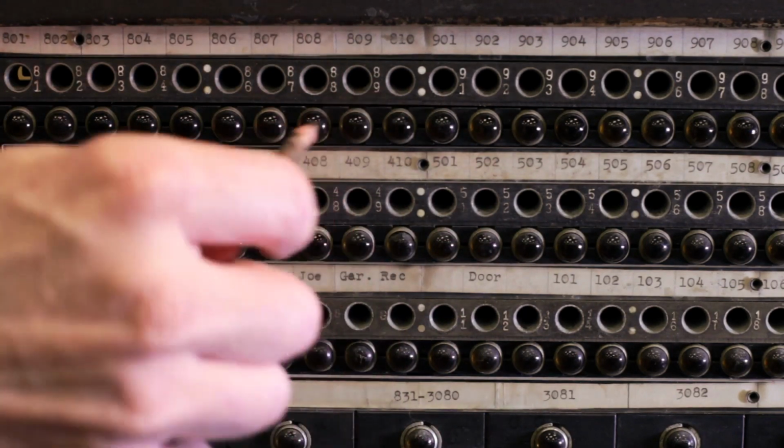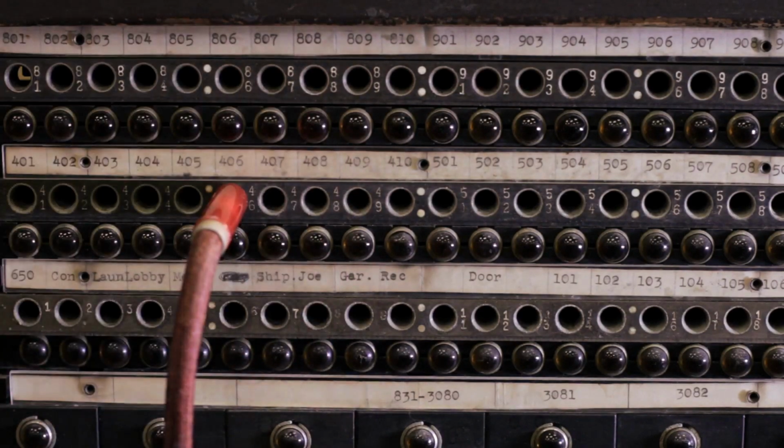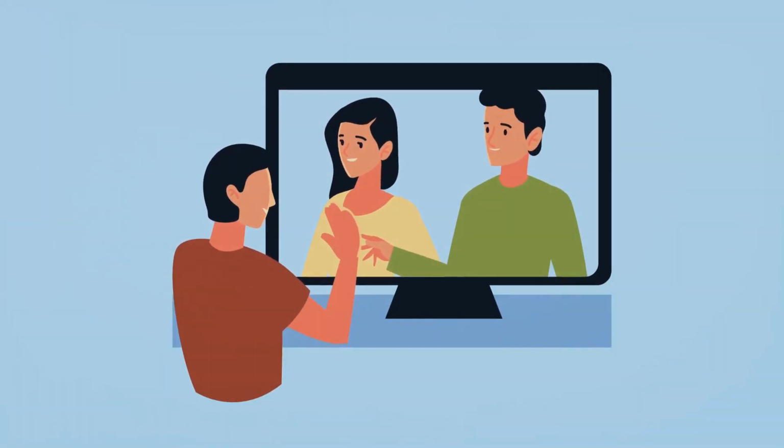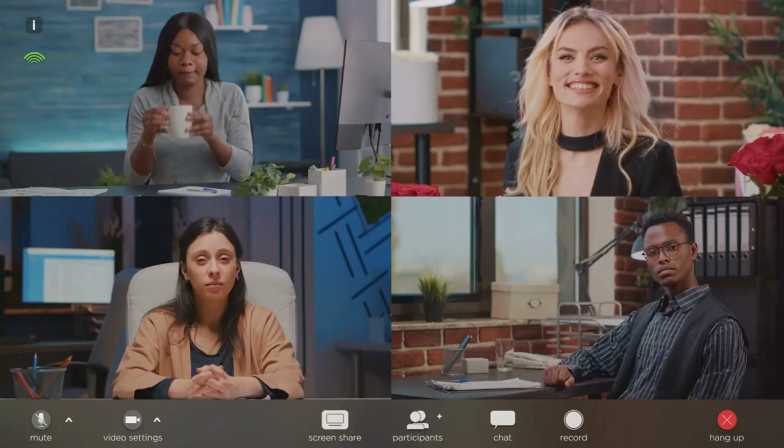Picture an operator at a telephone exchange, connecting calls from one place to another. SIP functions a similar way, but in the realm of the internet. Instead of connecting telephone lines, SIP is the protocol that sets up, modifies, and terminates sessions over the internet.